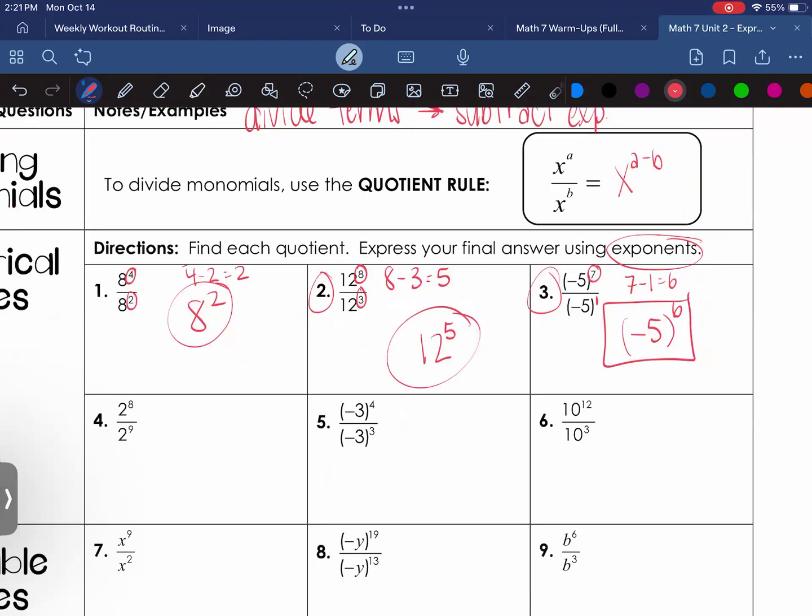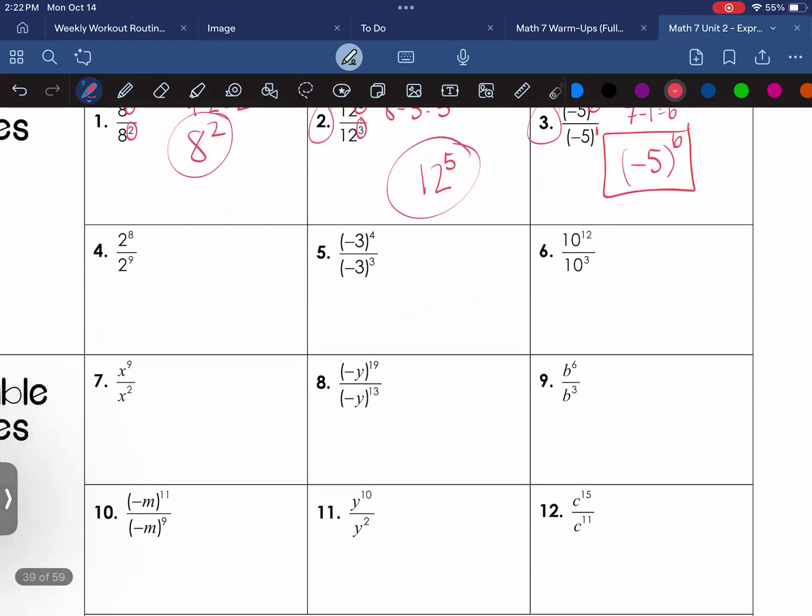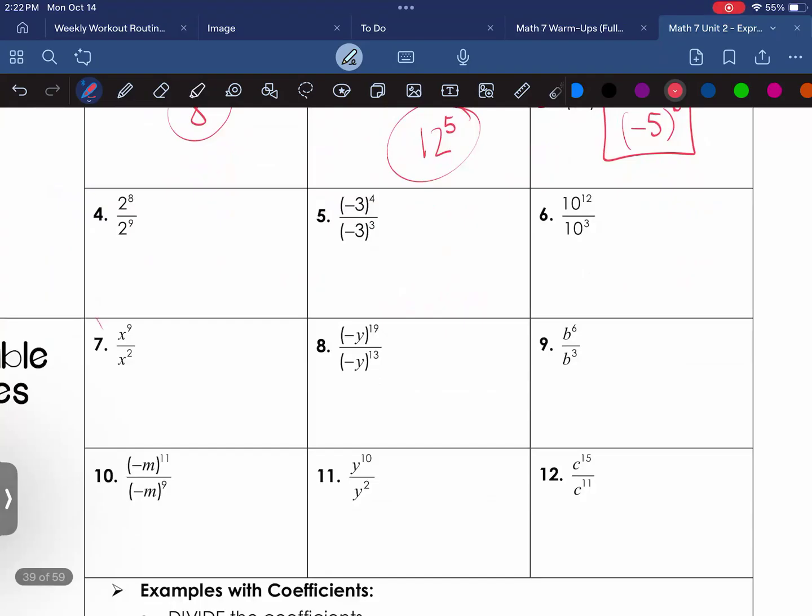All right, go ahead and try to do number 7 and 10. Pause the video here. All right, so you should have done 7 and 10. The same thing, our bases don't change at all. So our base for this one is x, and we subtract our exponents. 9 minus 2 is 7. For number 10, our base was -m, put that in parentheses. Subtract our exponents. 11 minus 9 is 2.